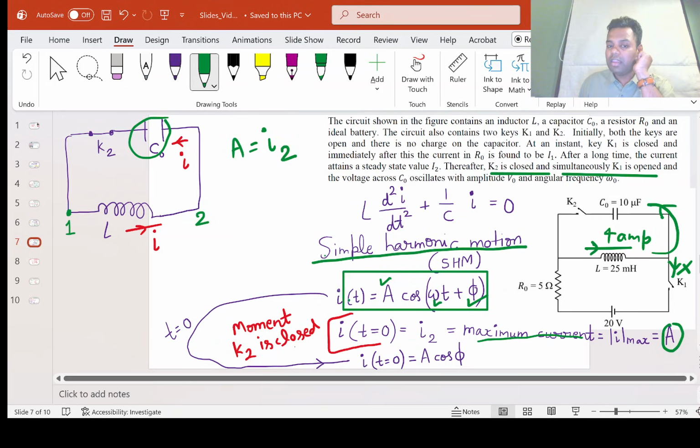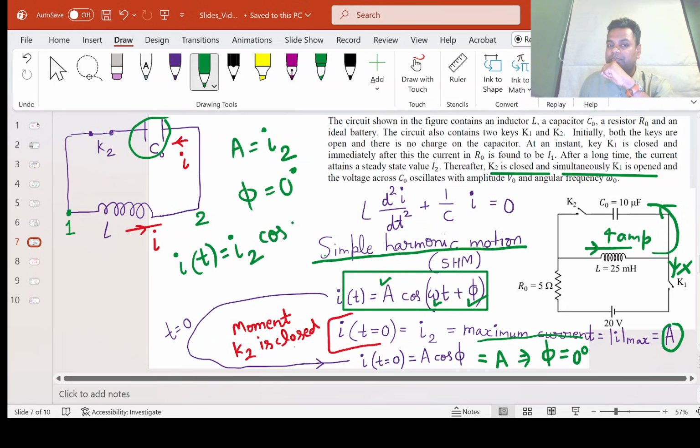Other thing, if we plug in t equal to 0 in this formula, we get A cosine phi. By logic we know that at time 0 the current is maximum, and that maximum is the amplitude, which is I2. So A cosine phi equals A, which implies phi is 0 degrees. So that means phi is 0. So we get I(t) is basically I2, which is 4 ampere, times cosine omega t. That is the function we got. There is no phase.